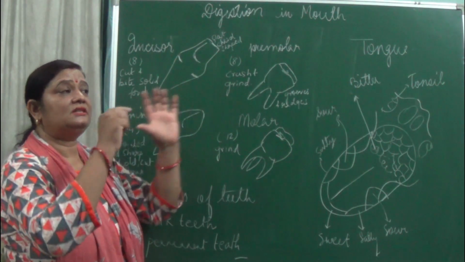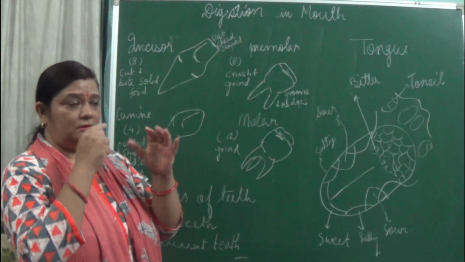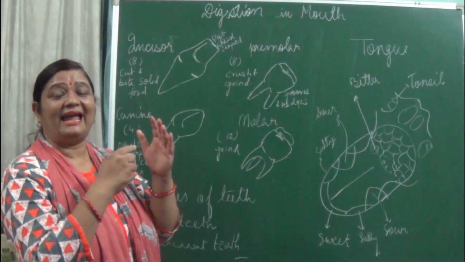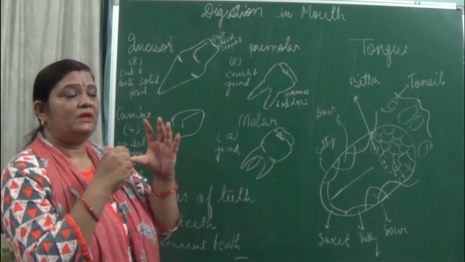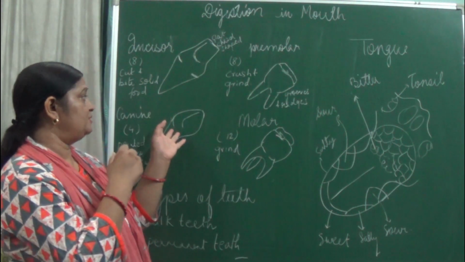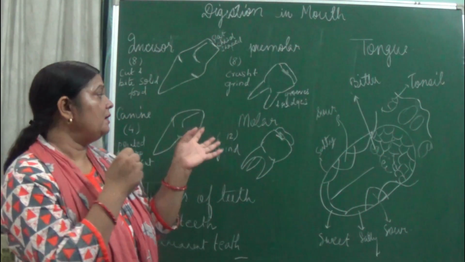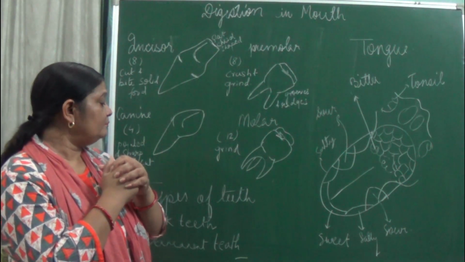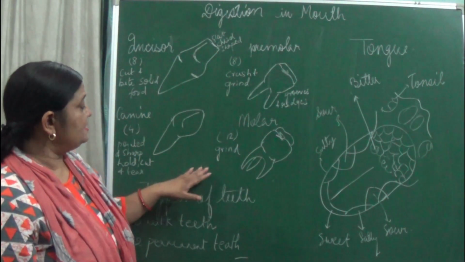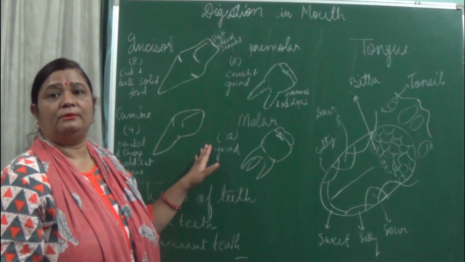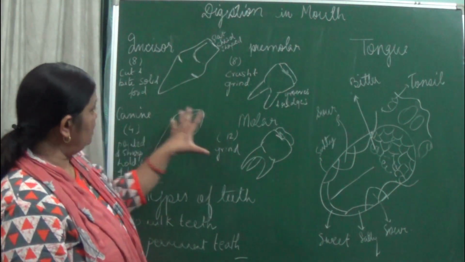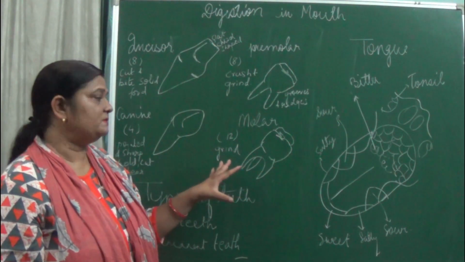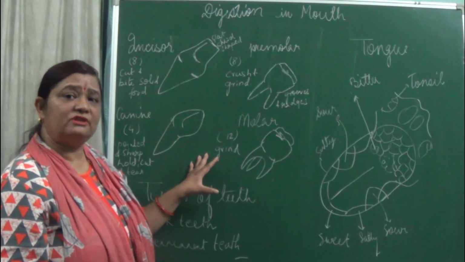You can see here that the teeth are covered by the enamel. It is present in the enamel area of the teeth, and that is the hardest area. So all the 4 types of teeth help in mastication of food, grinding the food.